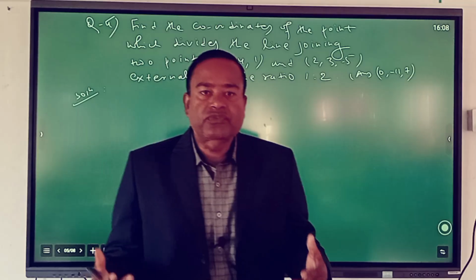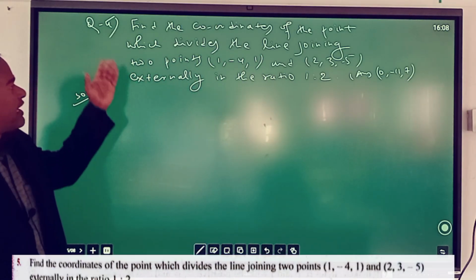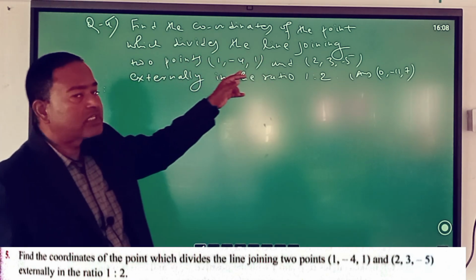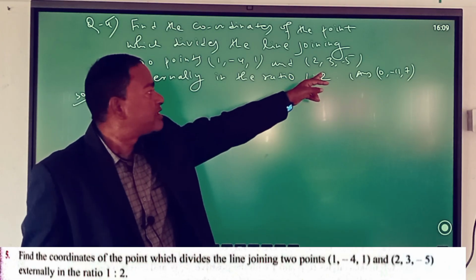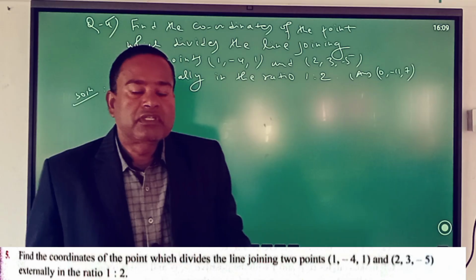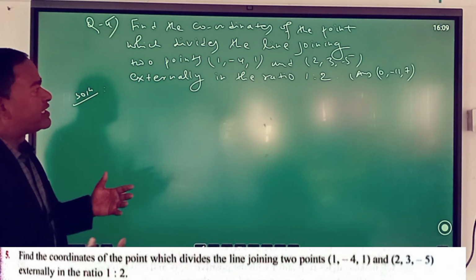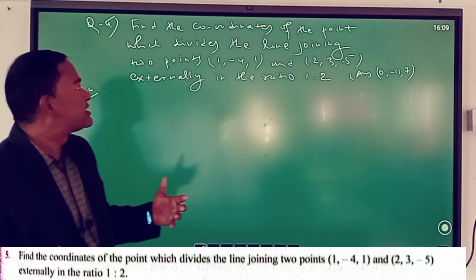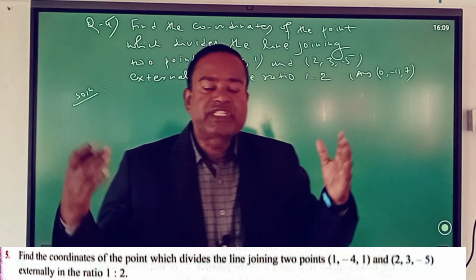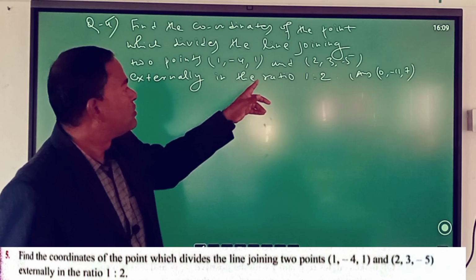This question is related to the section formula. The question is, find the coordinates of the point which divides the line joining 2 points (1, -4, 1) and (2, 3, -5) externally in the ratio 1:2. So here we are given the two ends of a line segment and we have to find out the point which divides the line joining the given 2 points in the ratio of 1:2.